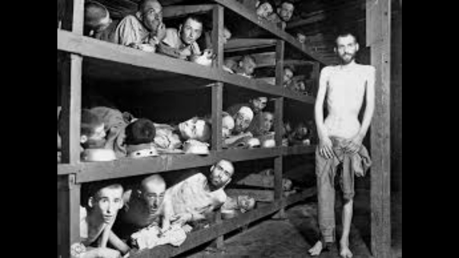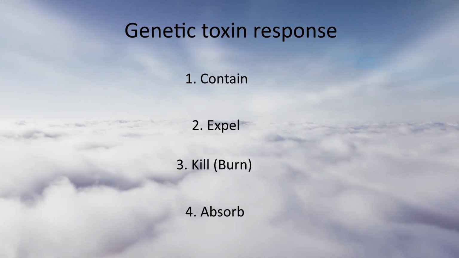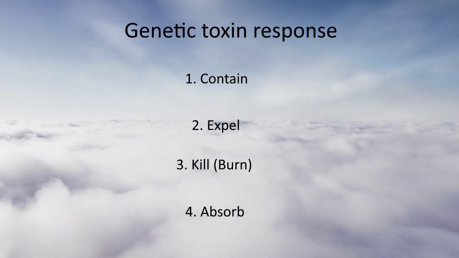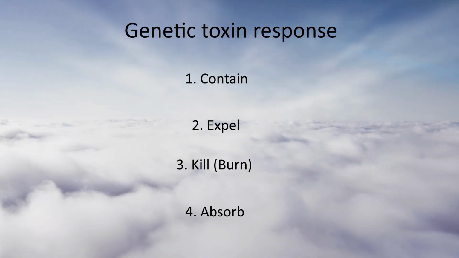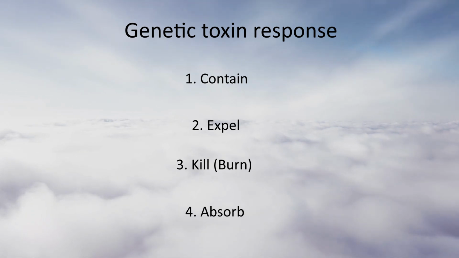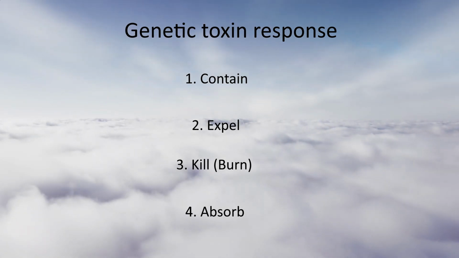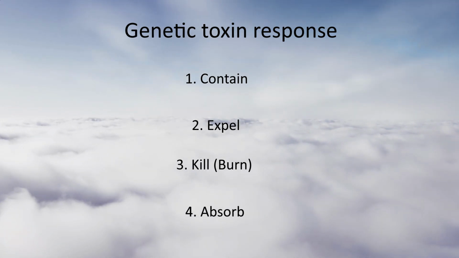The genetic toxin response is how people in groups interact with people in other groups when one group behaves in certain ways. The reason it is called the genetic toxin response is because the way we interact with other groups is exactly like how our body interacts with disease and toxins.